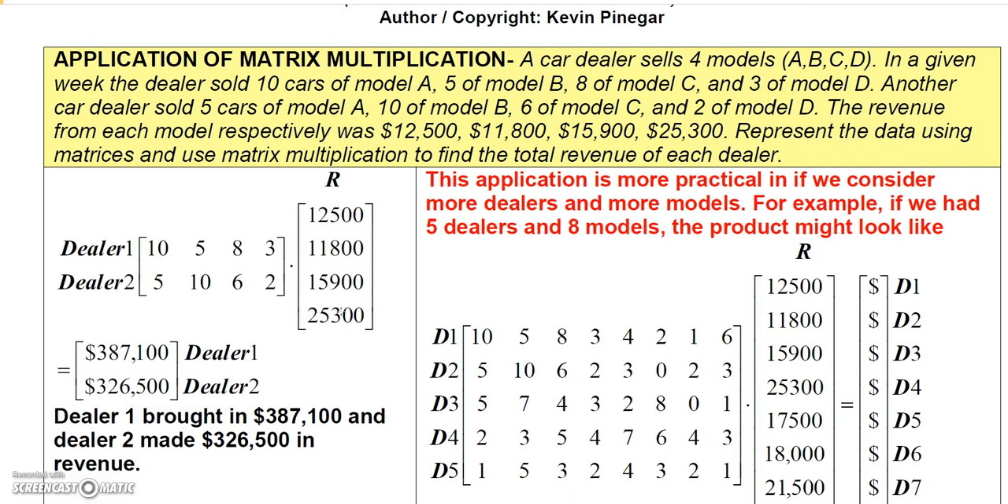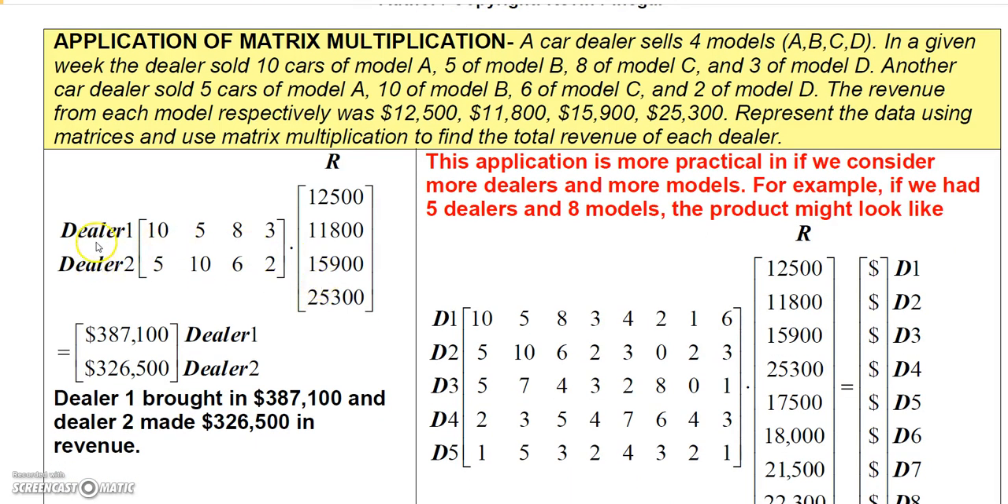Here's another example of matrix multiplication. You have two car dealers, dealer 1 and dealer 2, and four models: model A, model B, model C, and model D. Dealer 1 sold 10 model A's, 5 model B's, 8 model C's, and 3 model D's. Dealer 2 sold 5 model A's, 10 model B's, 6 model C's, and 2 model D's. And this matrix here represents the revenue. Each model A sells for $12,500, each model B sells for $11,800, each model C sells for $15,900, and each model D sells for $25,300.